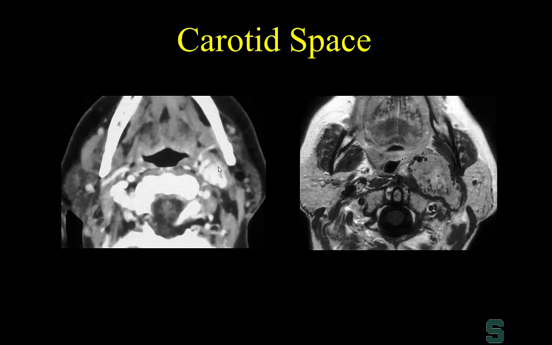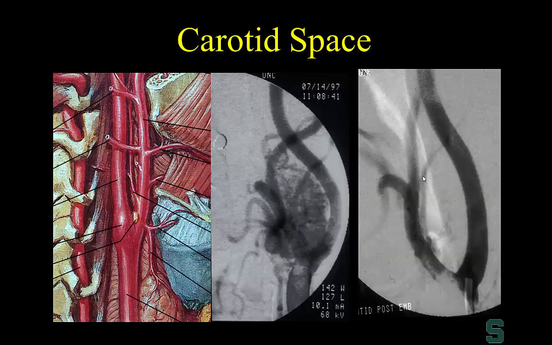This is, again, a glomus tumor, and we'll go over the different types of glomus tumors. And on MR here, we can see the carotid artery displaced anteriorly, with multiple flow voids within it. Again, this is a glomus tumor.